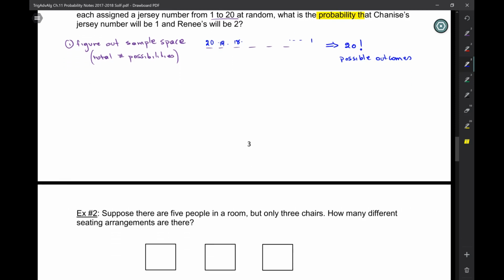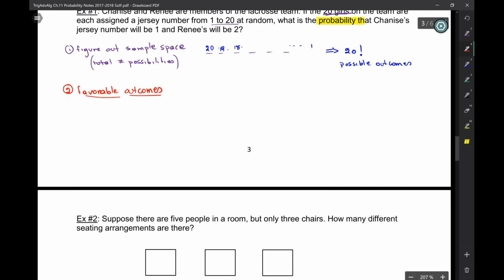Now let's talk about favorable outcomes. What is a favorable outcome? This is what you want. What is it that we want? We want Shanice to be 1 and Renee to be 2. Okay, so let's say we fix that.